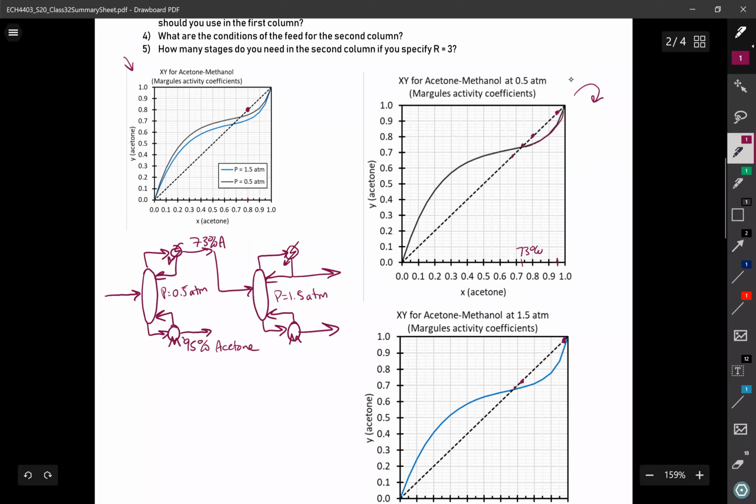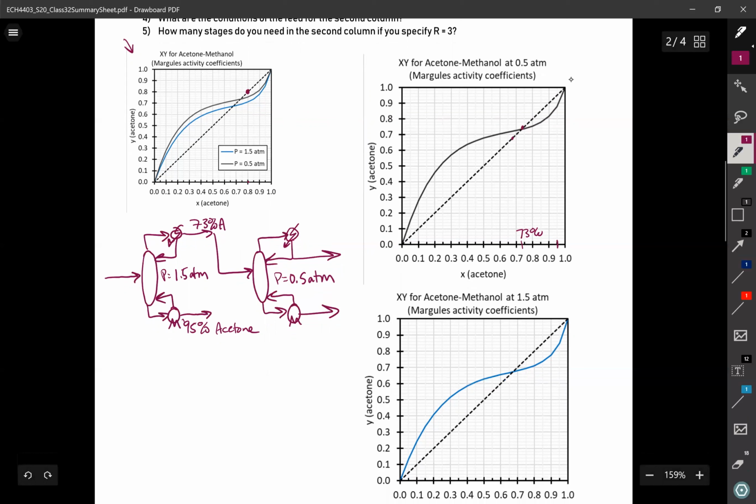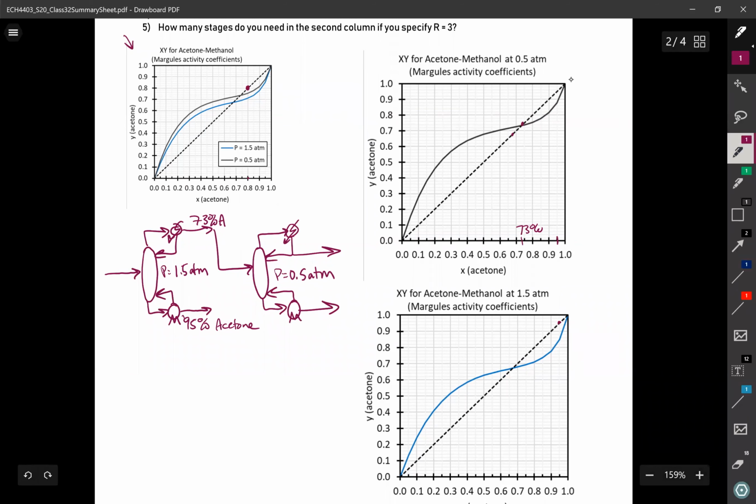So that tells me that my initial assumption was wrong. And instead of saying that column 1 operates at a pressure of 0.5 atmospheres, I know that I have to have column 1 operating at 1.5 atmospheres. And column 2 must then be, by process of elimination, 0.5 atmospheres. All right, so let's work off that. Same idea. If this is my feed, 80% pure acetone, I'm going to be able to get to 95% pure acetone in the bottoms of column 1.